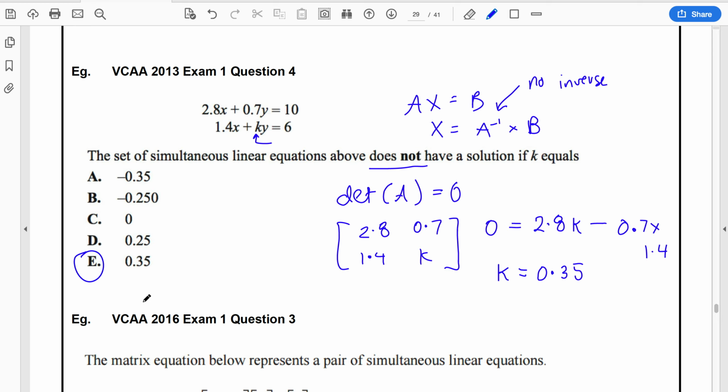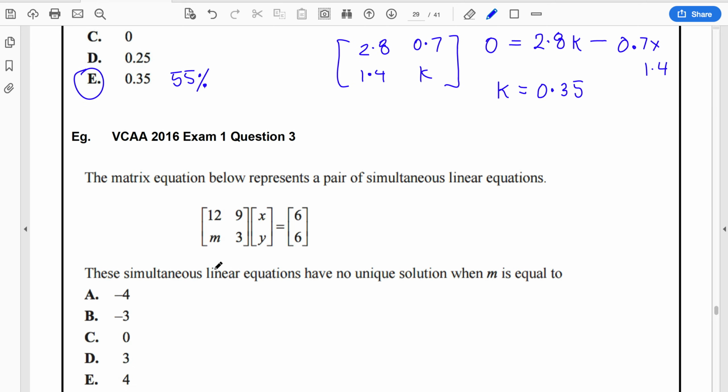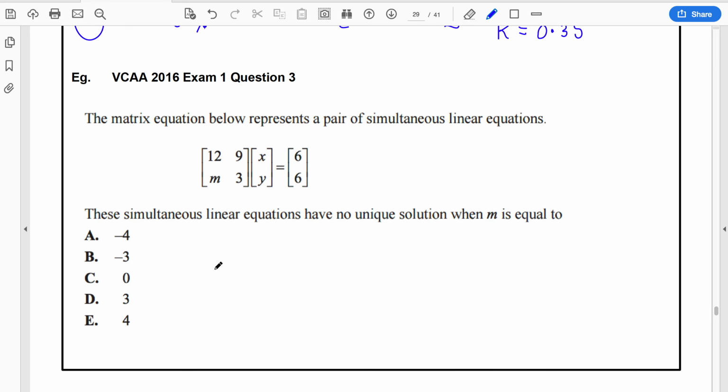So just for your own knowledge, about 55% of the state in 2013 answered that correctly. The second one was very similar as well. This one has got them set up. It's got the simultaneous equations already set up in our matrix form, A times X equals B.